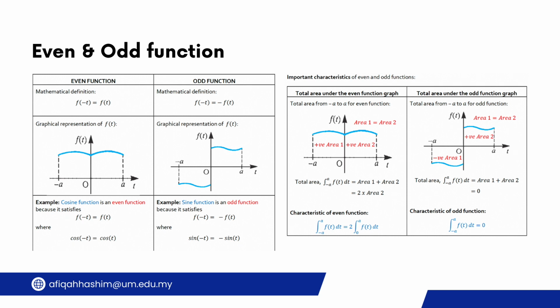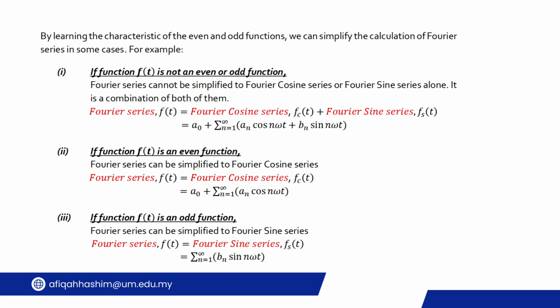And the total area for the odd function graph is the integration from negative a to a of f of t dt, equal to area 1 plus area 2, because area 1 is negative and area 2 is positive, but they are equal in size. They will cancel each other and we will get 0. The characteristic of an odd function is that the integration from negative a to a of f of t dt is equal to 0. Okay, so by learning these characteristics of even and odd functions, you can calculate the Fourier series in some cases in a much simpler way.